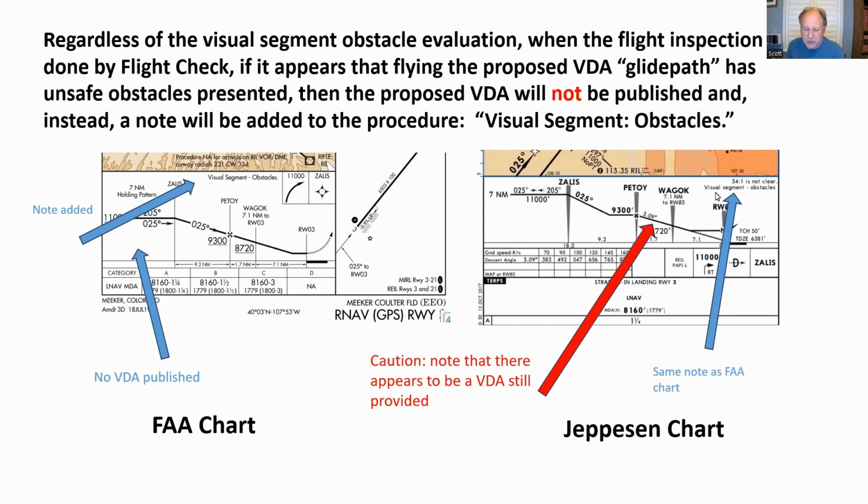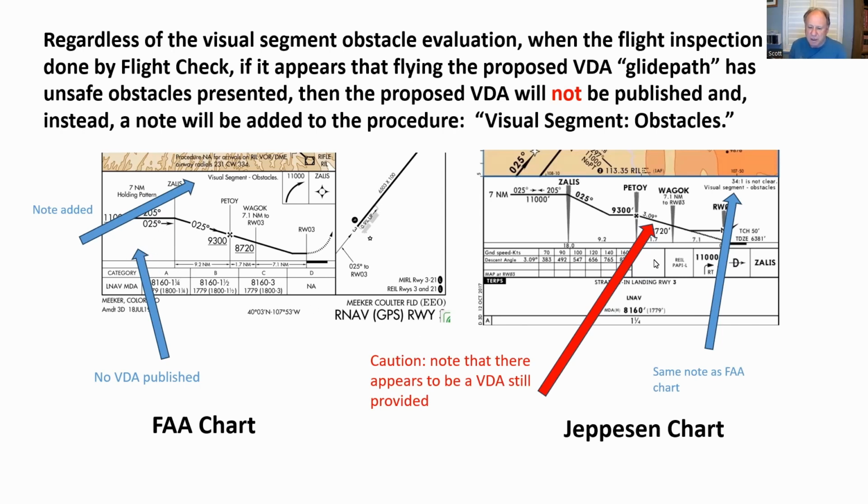And this is a judgment call by the flight inspection pilot where they're flying the approach and could be close to the runway. There's a line of trees or a tower or something, and it may actually clear the obstacle surface okay. It may be satisfactory for that, but in the pilot's judgment, it's not a safe situation to fly the VDA. You're coming too close to the obstacle, so they will not publish the VDA, and they'll add this note. Now notice though, on the FAA chart, it's not published.